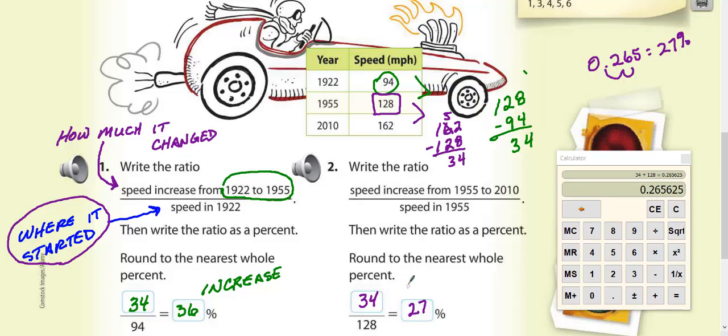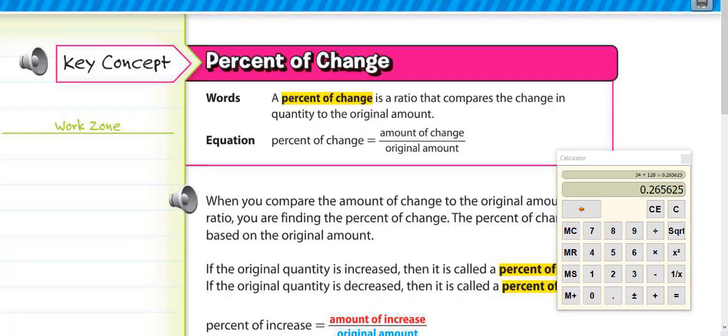So even though, and again, write this in, once again, it is an increase. So even though the amount that it changed was the same, the percent is not. The percent depends on where it started, not just how much it changed, but where it started. Let's look at a couple of examples on the next page.